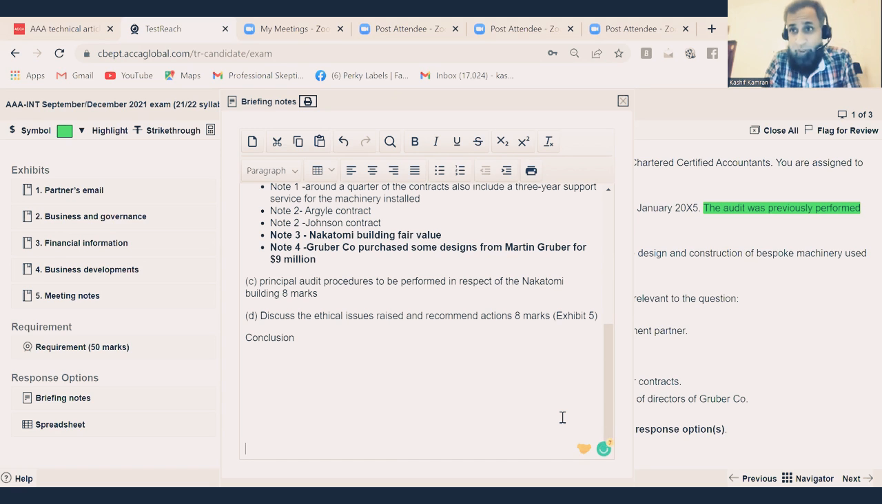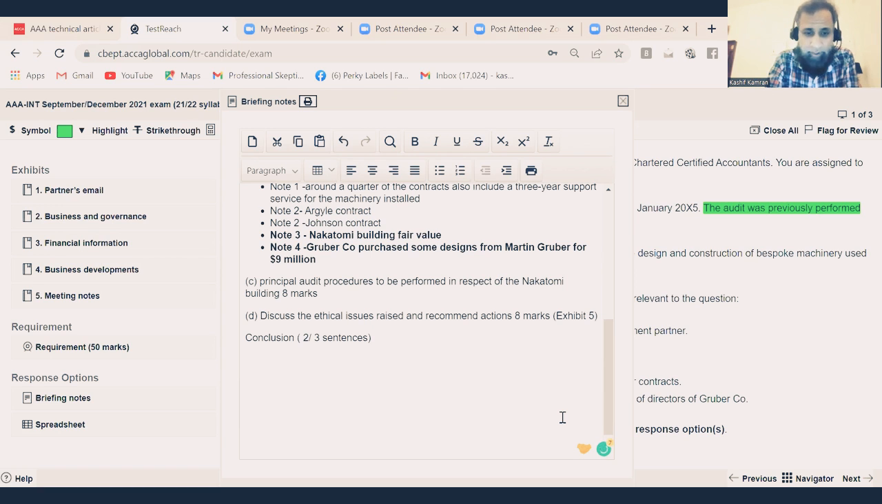You need to give a conclusion at the end of the briefing note. Even the question was asking to evaluate the significant risk. Now, once you have done A, B, C, D, you can give a conclusion. And again, the conclusion just needs to be 2 to 3 sentences, maximum. For example, if I need to give a conclusion, what conclusion will I give?